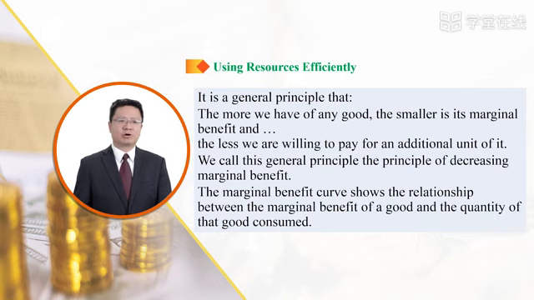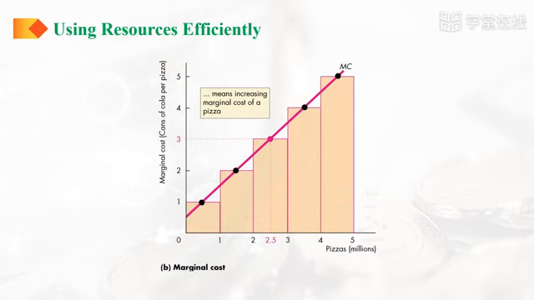The marginal benefit curve shows the relationship between the marginal benefit of a good and the quantity of that good consumed. You have learned to think about cost as an opportunity cost, not a dollar cost. You can think about marginal benefit and the willingness to pay in the same way. The marginal benefit, measured by what you are willing to pay for something, is the quantity of other goods and services that you are willing to forgo.